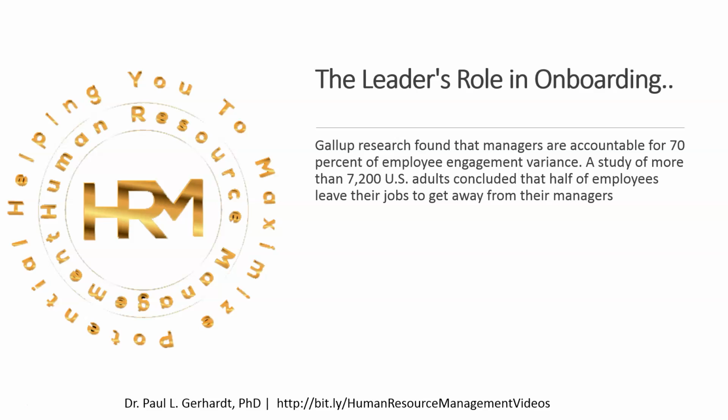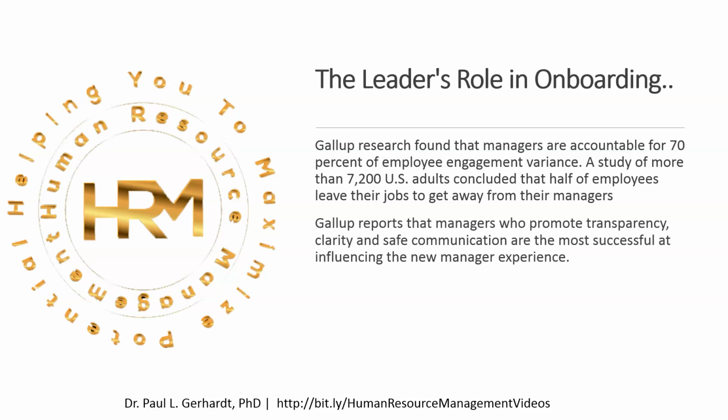The Gallup Institute found that managers are accountable for 70% of employee engagement variance. A study of more than 7,200 U.S. adults concluded that half of employees leave their jobs to get away from their managers. That's a really big influence that managers have over employee satisfaction. Happy managers, happy employees stay with the organization and help it grow when they are treated well. And that's the employee engagement that we talk about as human resource professionals.